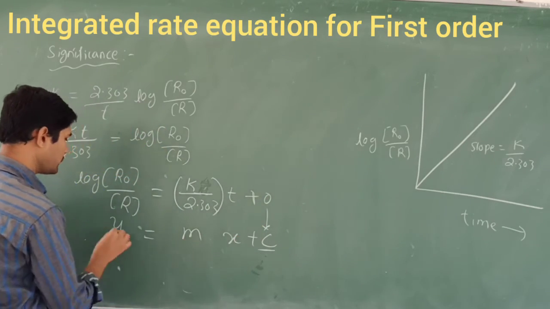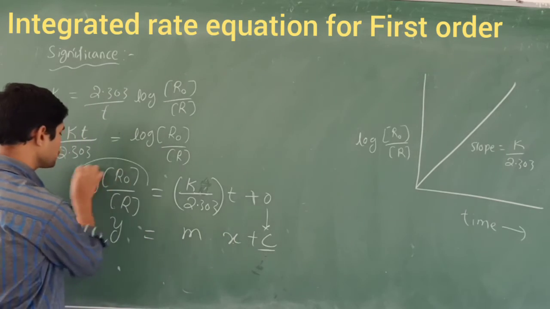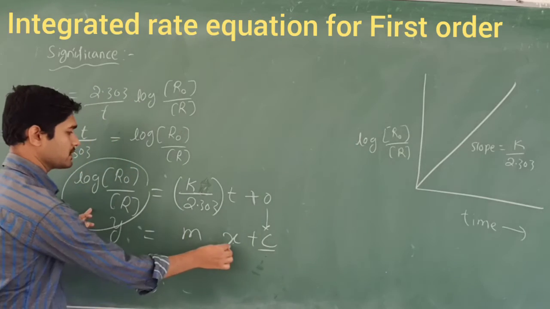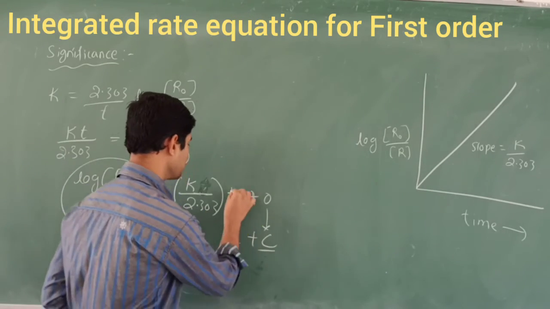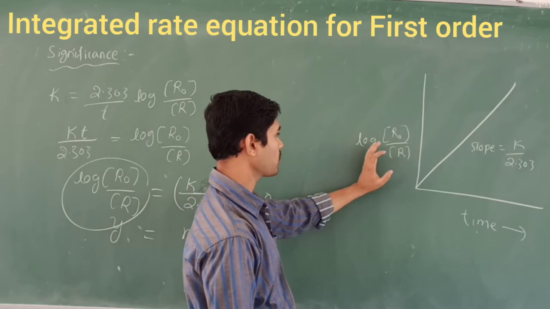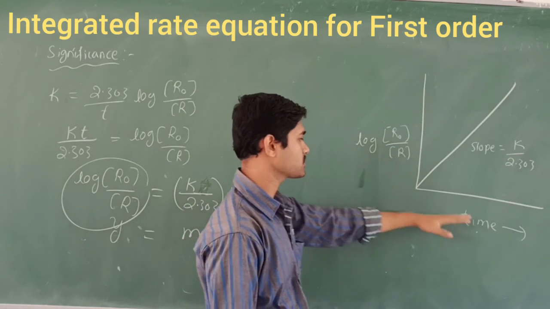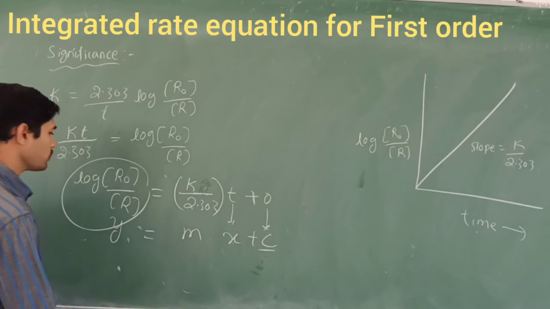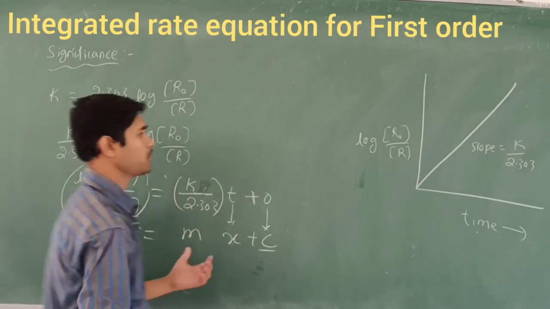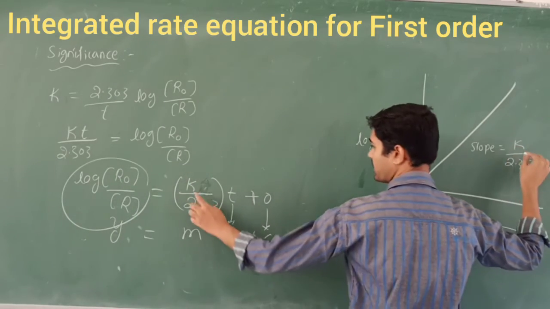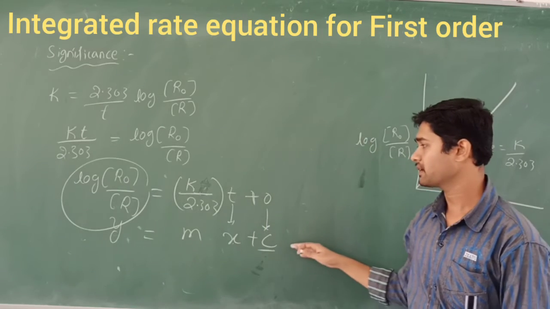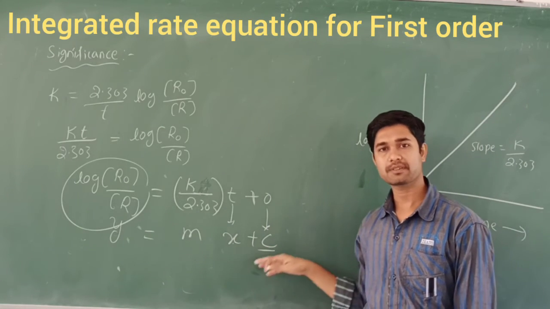So the coordinates y versus x: y should be in the form of log R0 by R, and the x axis is time. We are going to obtain the graph of log concentration of the reactant versus time, and here we are going to obtain the slope, that is m is equal to slope. What is the value of the slope? We obtain k divided by 2.303. That's why we obtain it in terms of the y is equal to mx plus c formula.